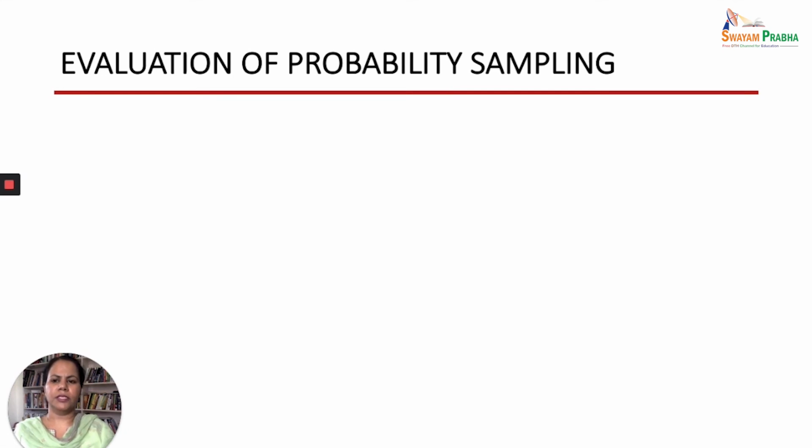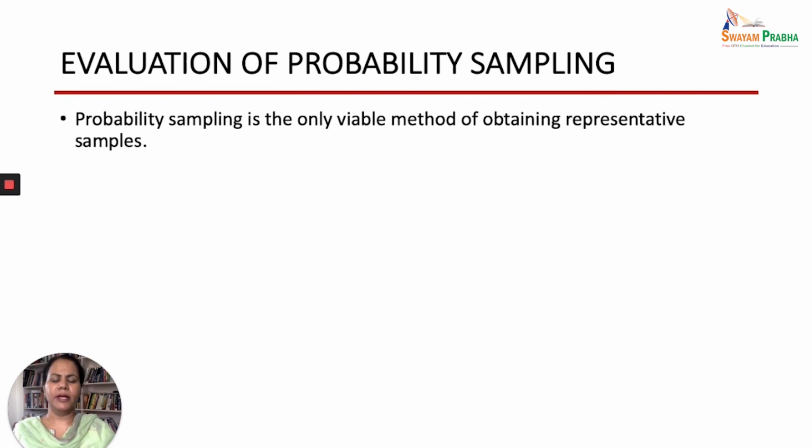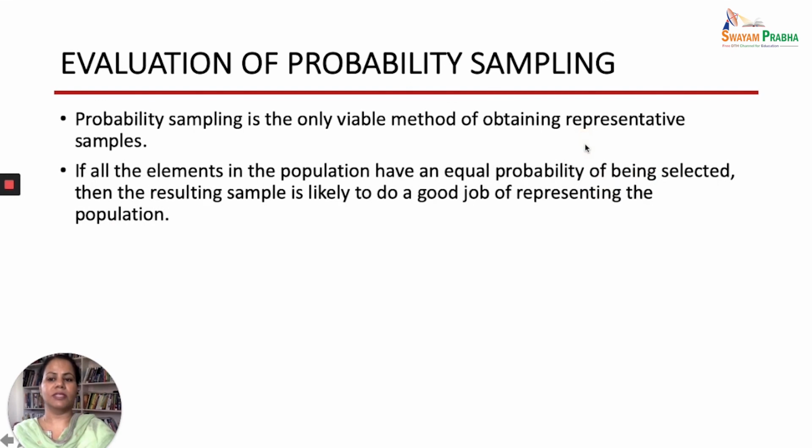Now let us discuss the evaluation of probability sampling. Probability sampling is the only viable method of obtaining a representative sample. So probability sampling is a very good type of sampling design where the representation of the population is very good. It is the only viable method through which we can obtain the representative sample.